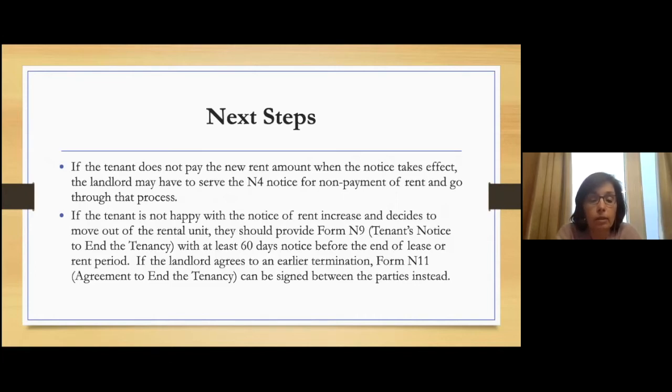If the landlord and the tenant agree to an earlier termination, Form N11, the agreement to end the tenancy, can be signed between the parties instead. The period of time on the N11 can be whatever both parties agree on.